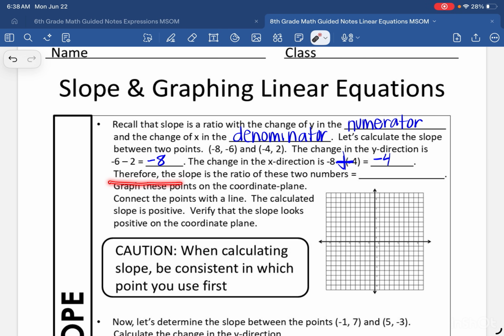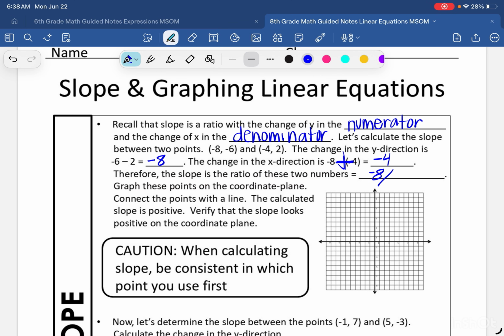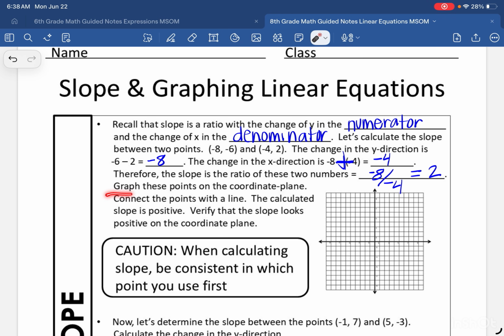Therefore, the slope is the ratio of these two numbers. So the slope will be -8 over -4, which equals 2. Graph these points on the coordinate plane. Connect the points with the line. The calculated slope is positive. Verify that the slope looks positive on the coordinate plane.